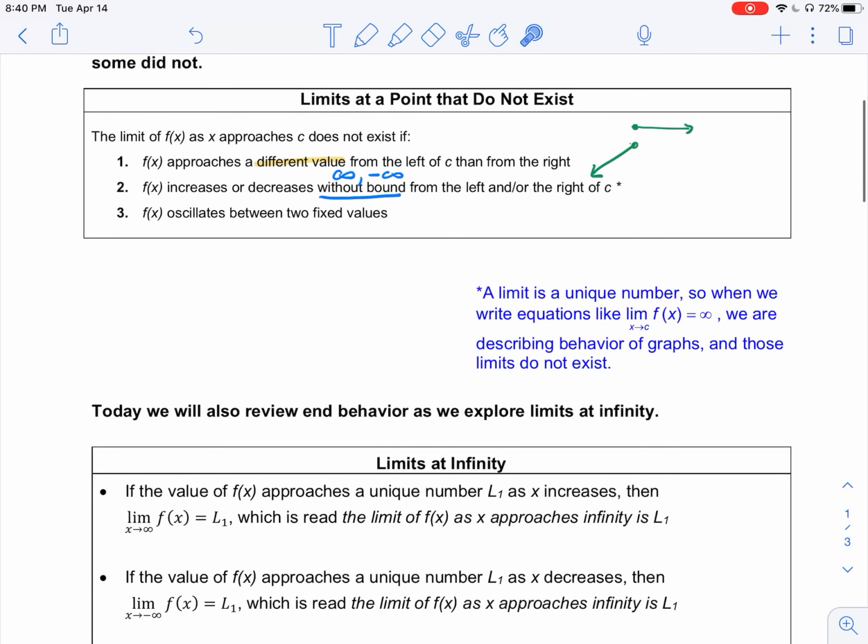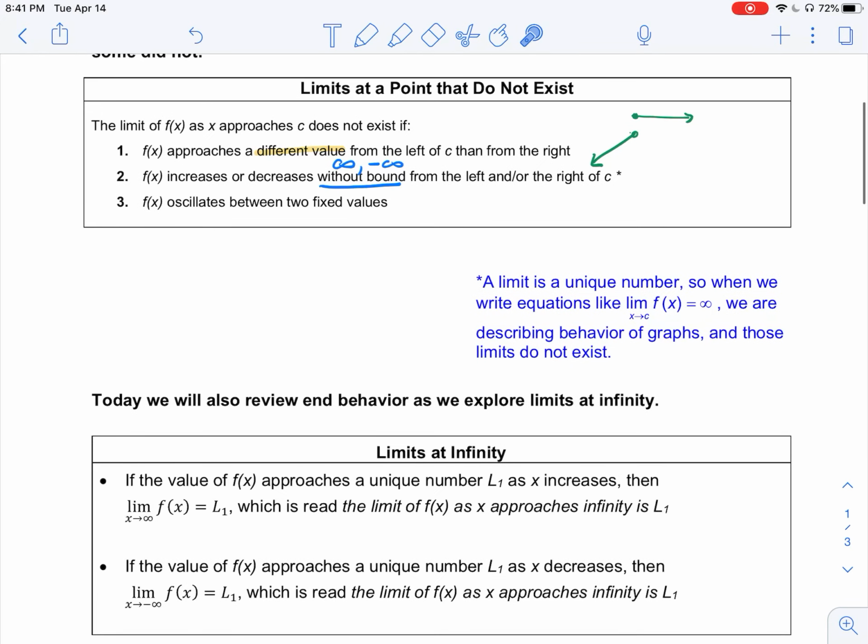So in this blue note down here, it says a limit is a unique number. So a limit itself should be, I am going to 5. I am going to negative 12.2. So when we are writing equations like the limit as x goes to some number c of f of x equals infinity, we are not picking a specific number. Infinity is not a number. And so rather than that, we are describing the behavior of the graph. And so that means the limit doesn't exist. It's going toward infinity, but we don't actually get a specific numerical value for what that limit is. It just keeps getting bigger and bigger. So we're describing the behavior of the graph.